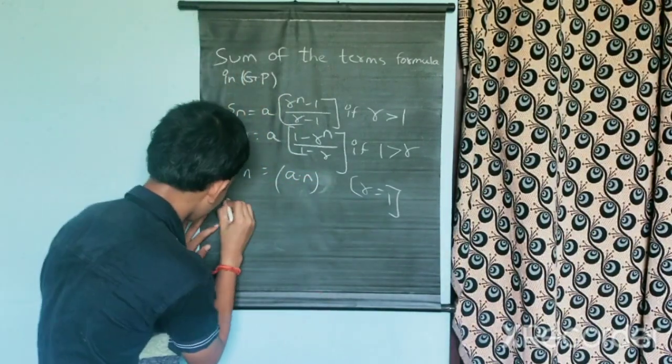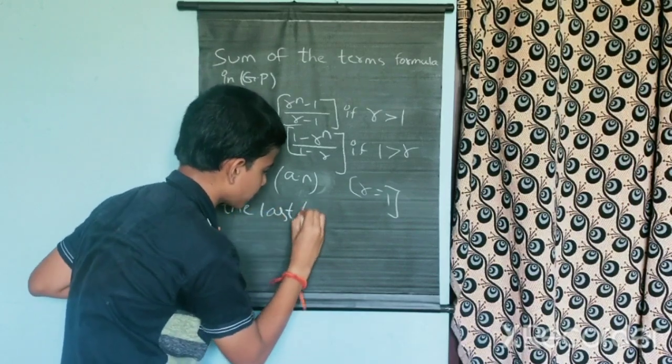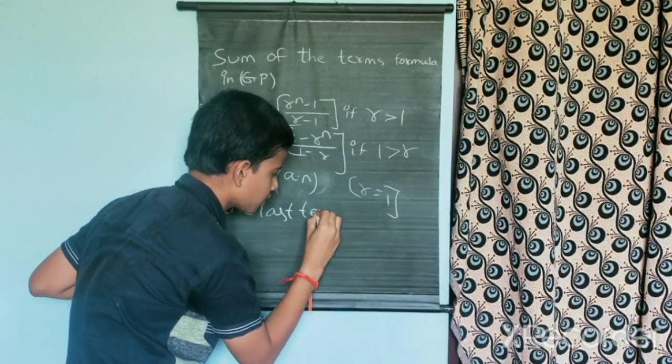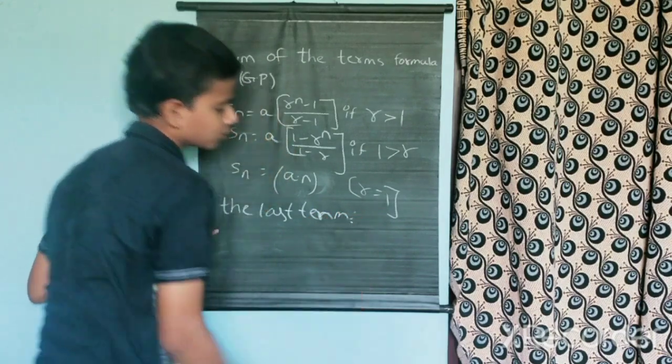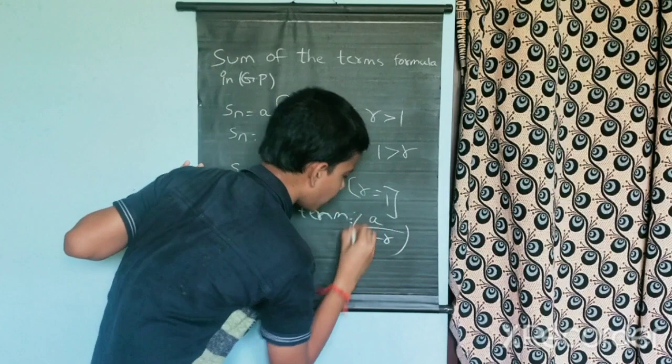The infinite sum formula is S infinity equals a by 1 minus r.